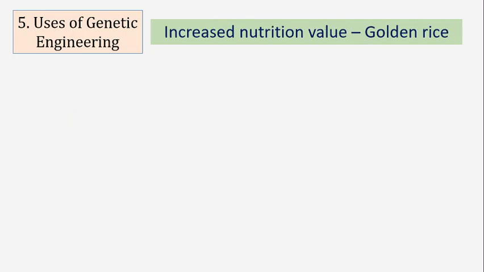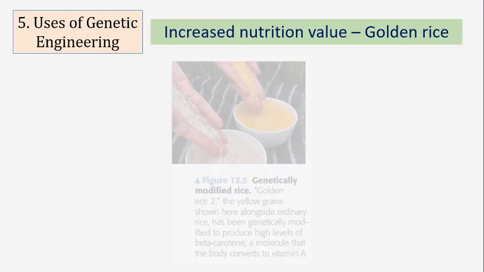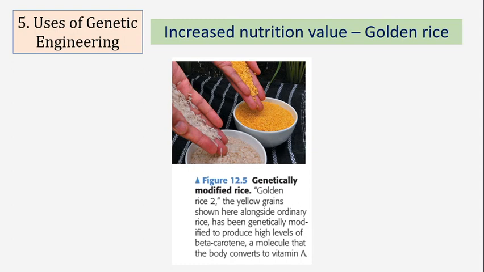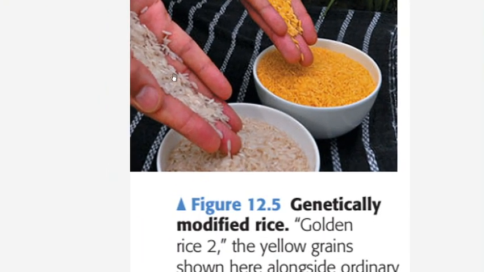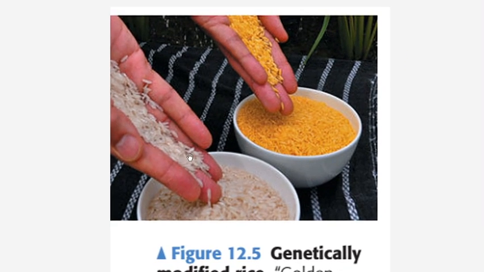And now we will also learn about how genetic engineering increases the food value or nutrition value of crops. For example, you see that the first one, the white rice, is the conventional rice we eat, but at the back you see that there is yellow colored rice. That is actually a genetically modified rice variety, which is called golden rice.